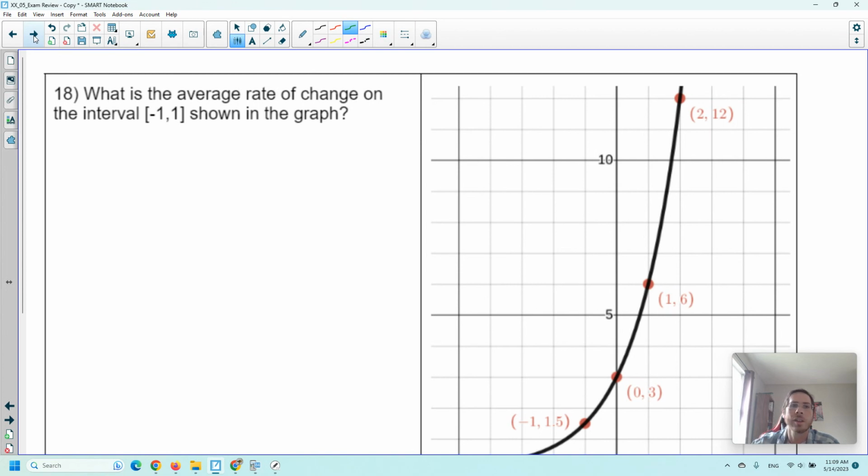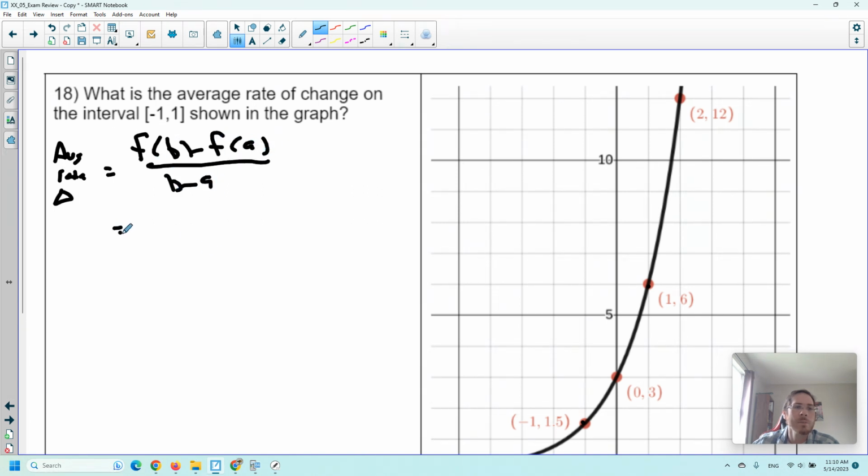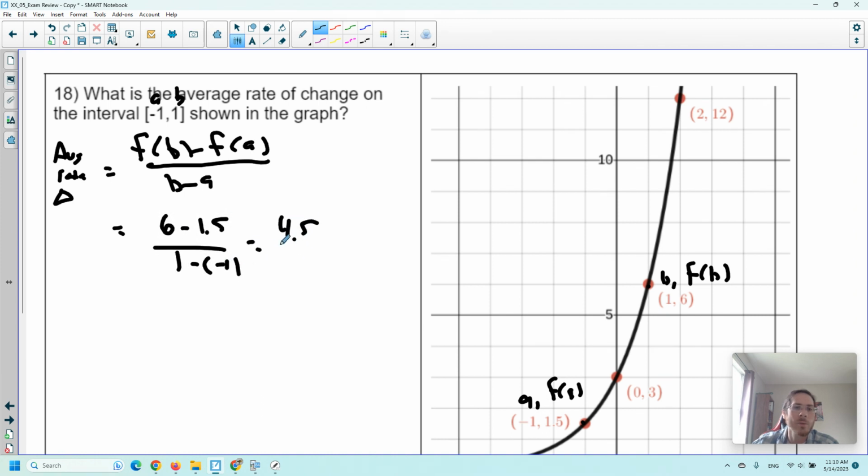For 18, got to find the average rate of change from -1 to 1. So again, we're going from here to here, so we're just going to use our average rate of change formula, which is f of b minus f of a over b minus a. So if we plug those in, this is going to be f of a, because again, we've got a and b here. So this is b, f of b. So we've got 6 minus 1.5 over 1 minus -1. So that's 4.5 over 2, which I think that's fine.